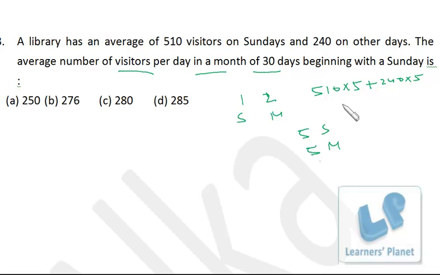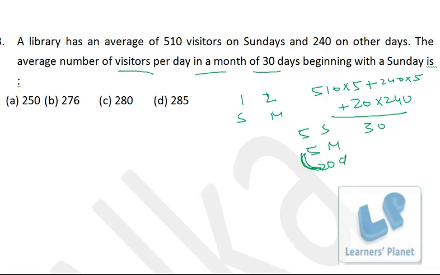And for each other day, that is 20 days, each day 240. Or what you can say is 5 Mondays and remaining 20 days, in all 25 days, each day 240 visitors are there, right? And this divided by 30, that is your calculation.